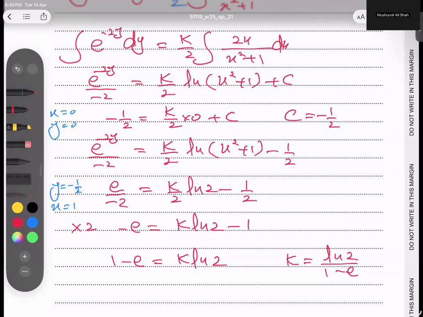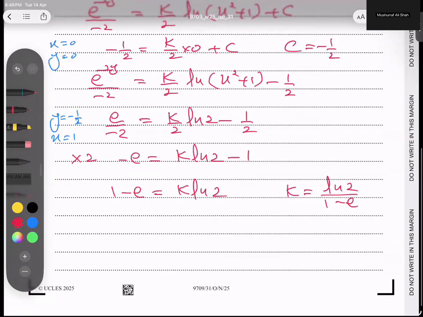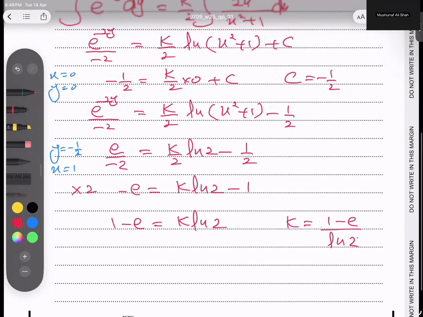Okay, I'm going to replace it. And sorry, this is reversed; we have to do it the other way because this is going down, not going up. So 1 minus e over ln2. Okay, done. And now I'm going to replace it back in this one.